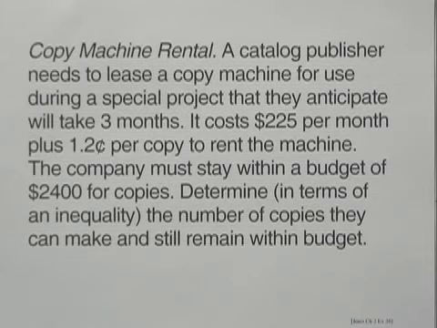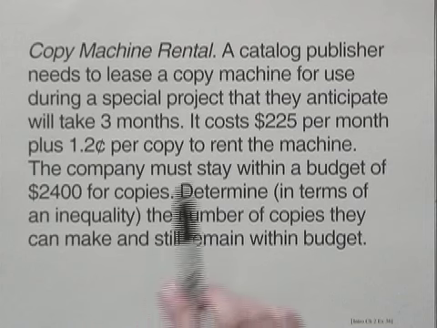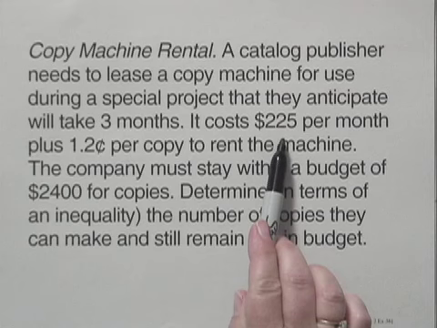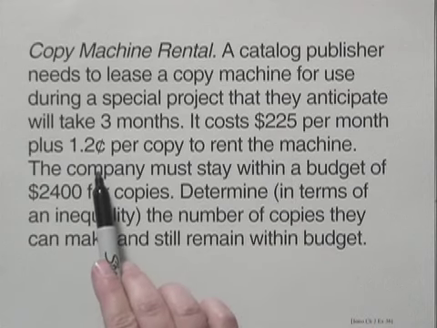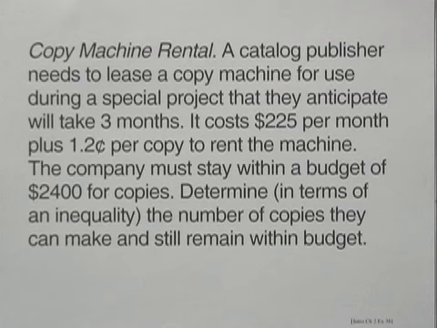A catalog publisher needs to lease a copy machine for use during a special project that they anticipate will take 3 months. It costs $225 per month plus 1.2 cents per copy to rent the machine. The company must stay within a budget of $2,400 for copies. Determine in terms of an inequality the number of copies they can make and still remain within budget.